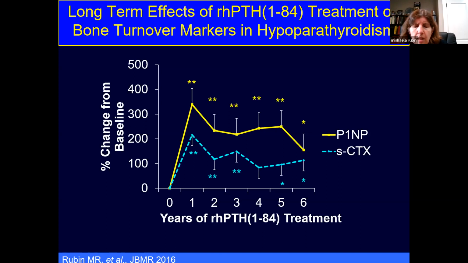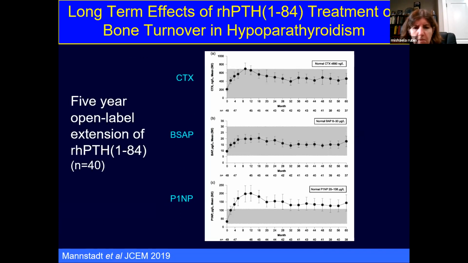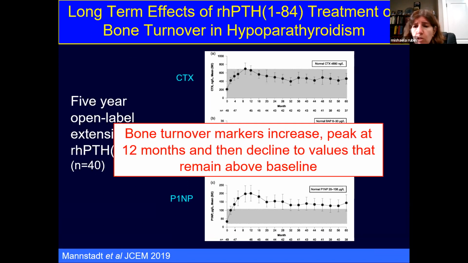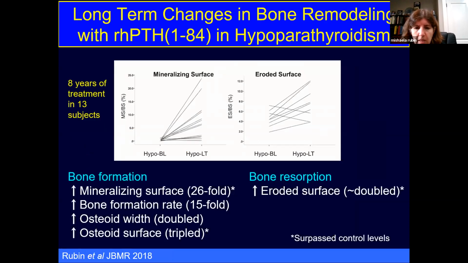So this is suggesting that the skeleton really wakes up very dramatically at first and then re-equilibrates to a normal, more healthy, what we would say euparathroid level. And the same pattern was seen in the extension of the REPLACE study, which was the study that led to FDA approval of Natpara, where the bone turnover markers shot up early on, peaking at 1 year, and then fell a little bit, but still remain in the normal range, which is what these gray shaded areas are, for as long as 5 years. So they go up, peak at 12 months, and then decline, but stay higher than they were at baseline.